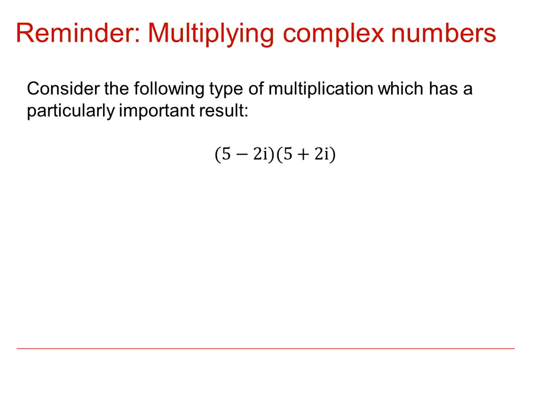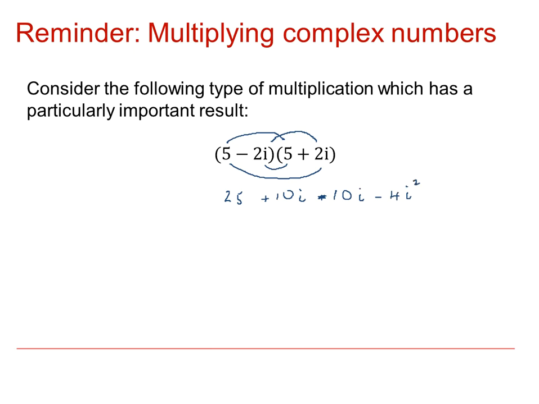Before we actually start looking at division, I'd like to consider the following type of multiplication. So remember, when we're multiplying these, we can use FOIL. If we multiply the first terms, we get 25. The outside term is plus 10i. The inside term minus 10i, and then finally the last terms give us minus 2i squared. So that's minus 2 squared and i squared, so in total minus 4i squared.